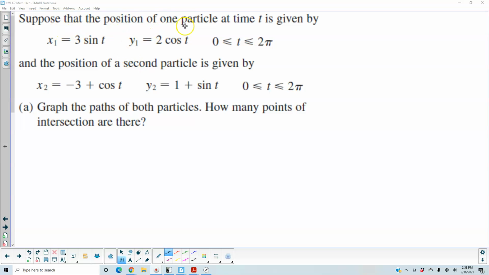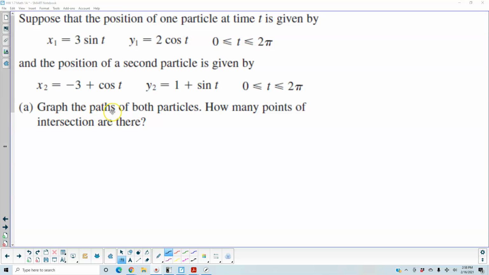Suppose that the position of one particle at time t is given by x subscript 1 equals 3 times the sine of t, y subscript 1 equals 2 times the cosine of t, where t is in between 0 and 2 pi. And the position of a second particle is given by x subscript 2 equals negative 3 plus the cosine of t, y subscript 2 equals 1 plus the sine of t, where t is in between 0 and 2 pi inclusive.